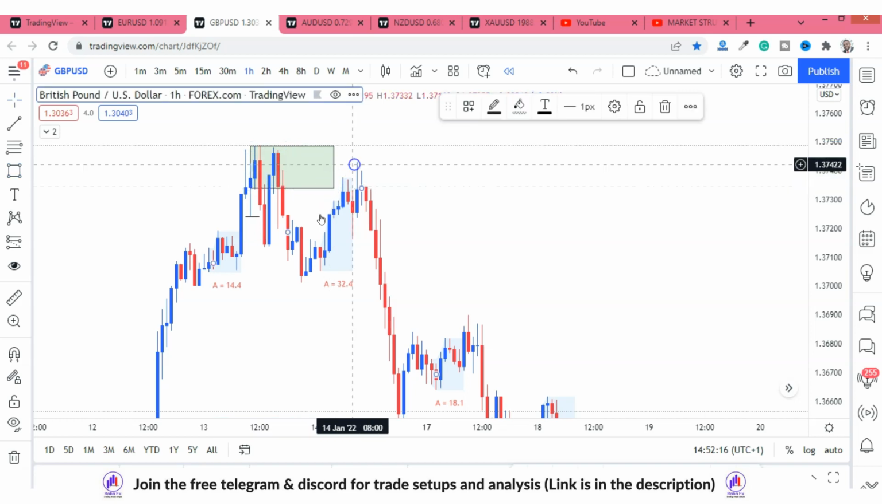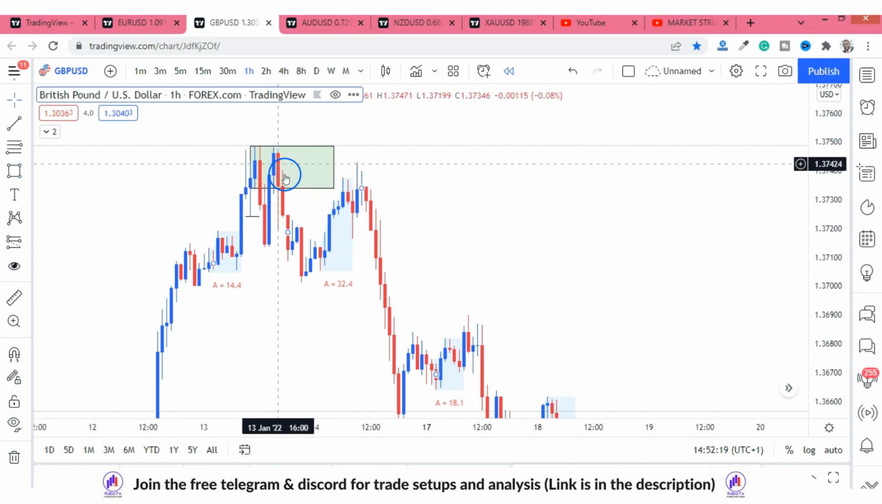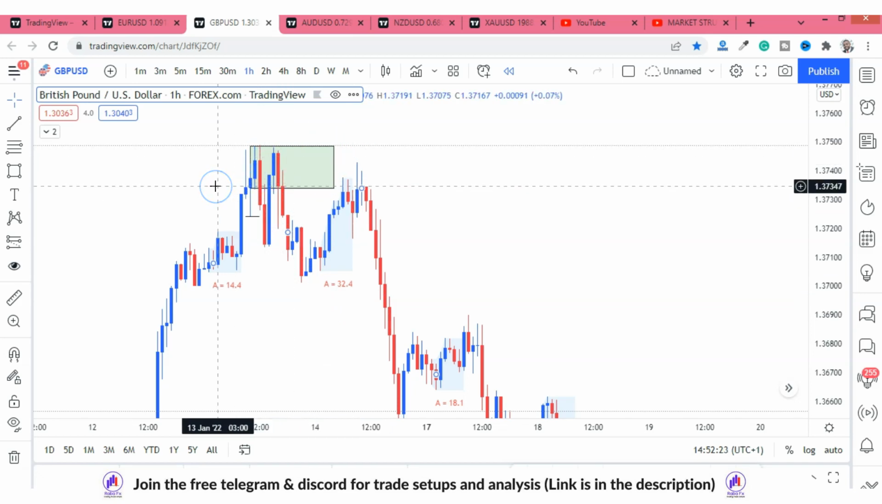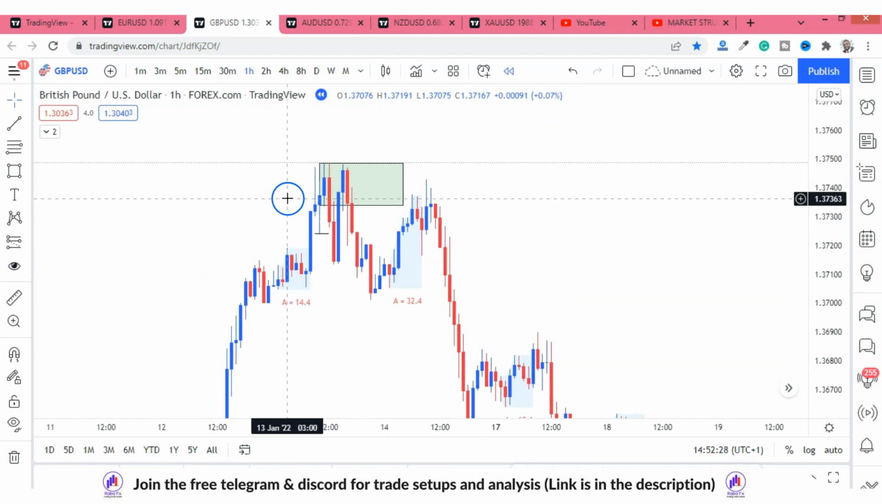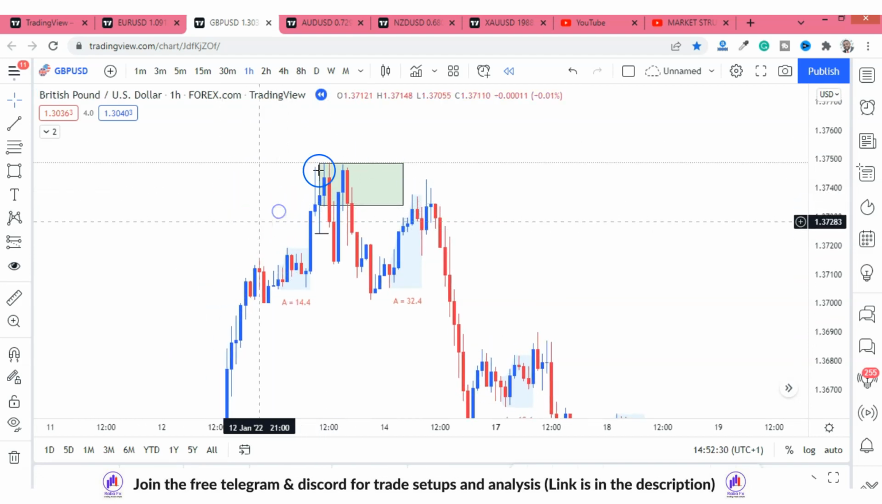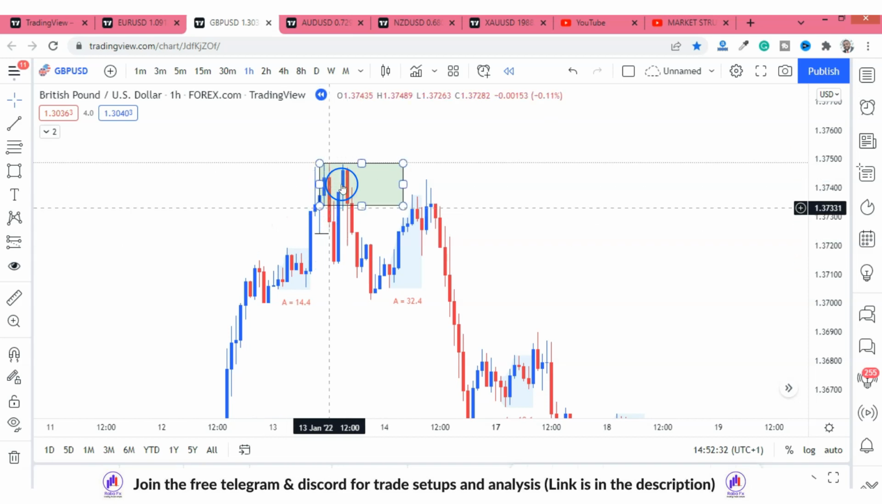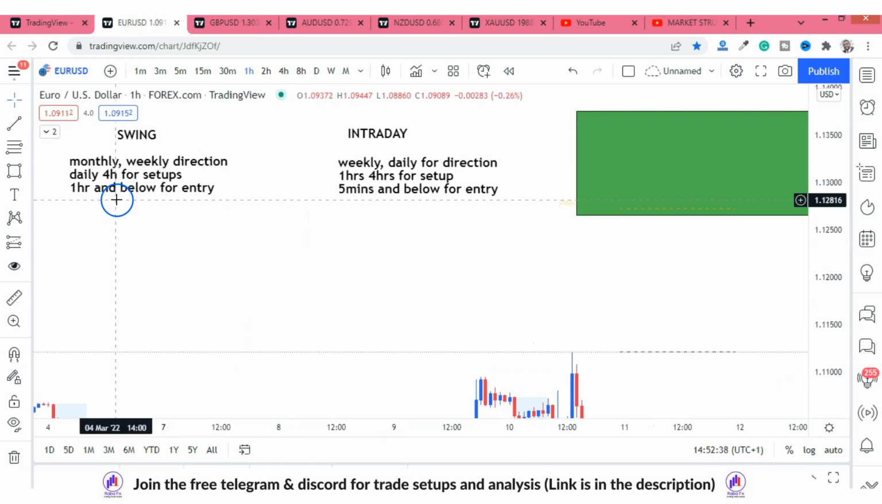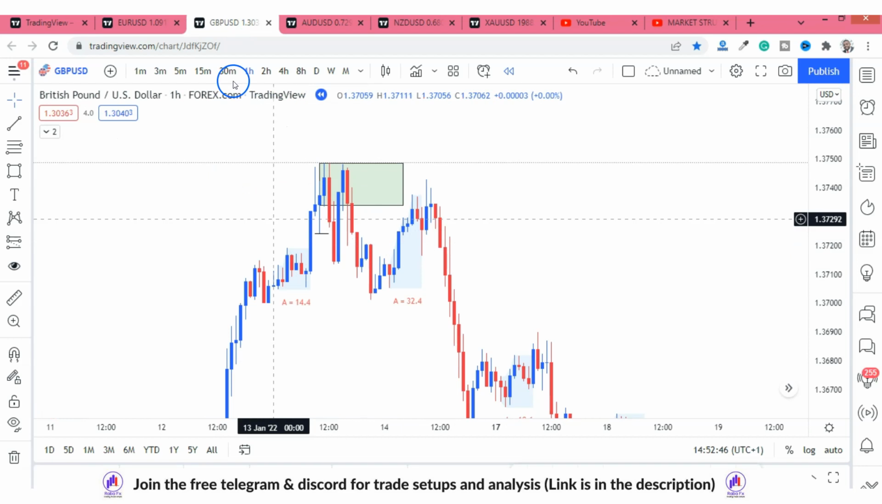When price trades back into this order block, we'll be looking for what, to sell. But are we going to sell directly from here? No, because as an intraday trader, the 1 hour is our setup time frame. So we wait for price to trade in here. Then from there, you go to your 5 minutes and below for your entry.